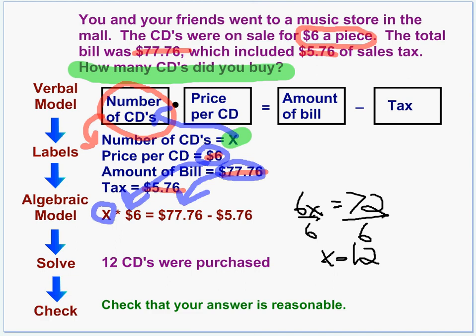Now the next thing you want to do, the last step, is check to make sure your answer is reasonable. If CDs are $6 apiece and I bought 12 of them, does a total of about $78 sound right? Yeah, I think so. If I were to come up with an answer like 120, well, that's obviously not reasonable. If you have 120 CDs, you know your total would be well over $600. So you want to make sure that your answer is reasonable. Read back through the problem and make sure it makes sense. And that is your last step to modeling.